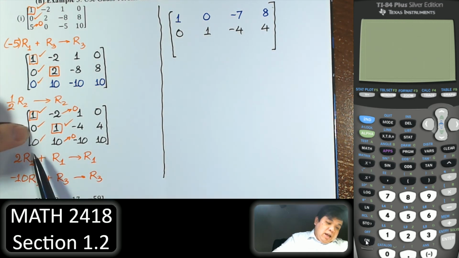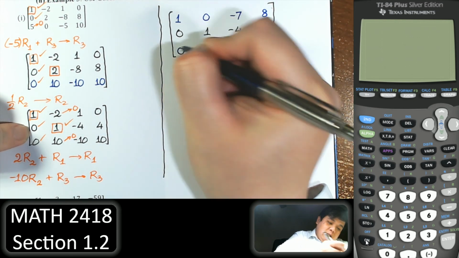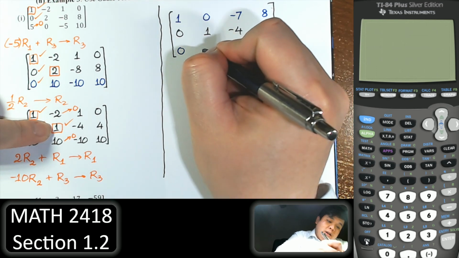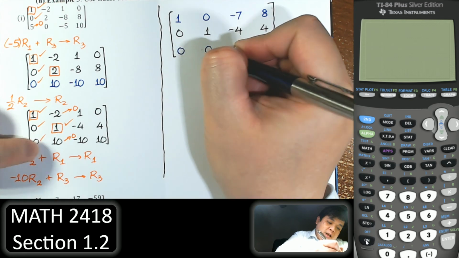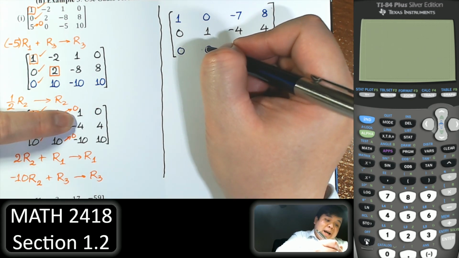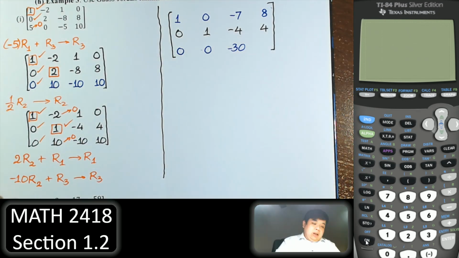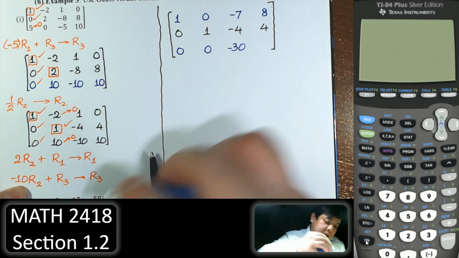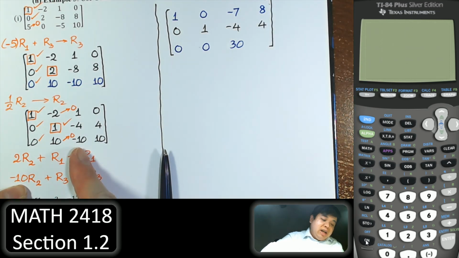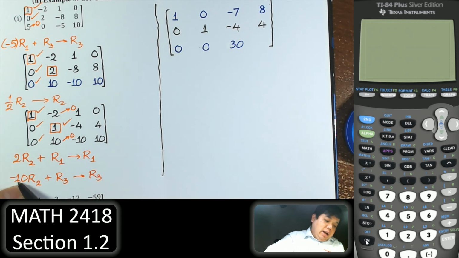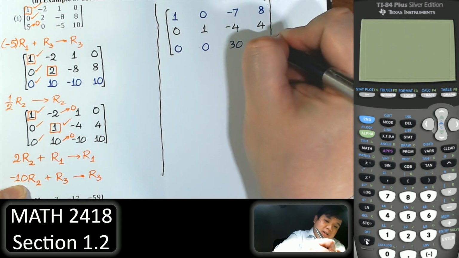Now, negative 10 times row 2. Negative 10 times 0 is 0. Negative 10 times 1, negative 10, plus 10. Negative 10 times negative 4 is positive 40. Positive 40 minus 10, 30. And negative 10 times 4, negative 40. Negative 40 plus 10 is negative 30.